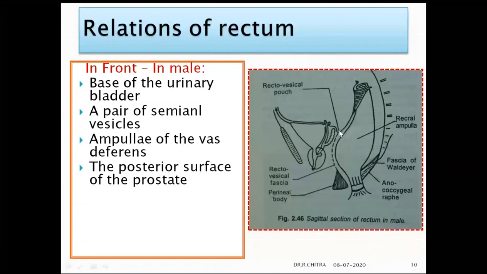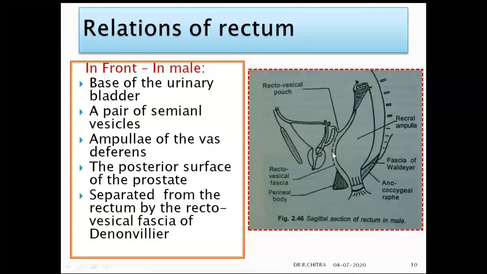This is the peritoneum which is reflected to the superior surface of the urinary bladder, so that the lower one-third of the rectum is not covered by peritoneum. So it is separated from the rectum. This posterior surface of the prostate is separated from the rectum by this fascia, the rectovesical fascia of Denonvilliers.